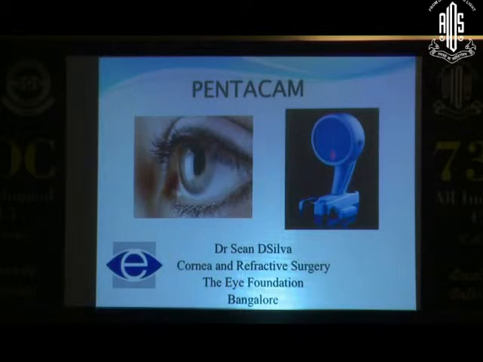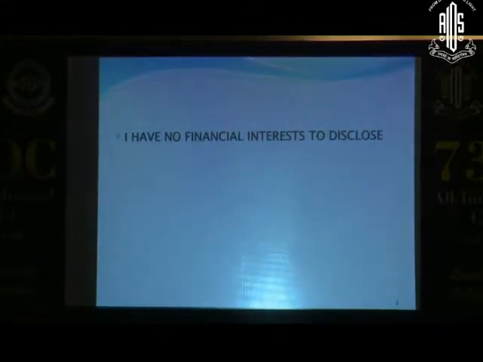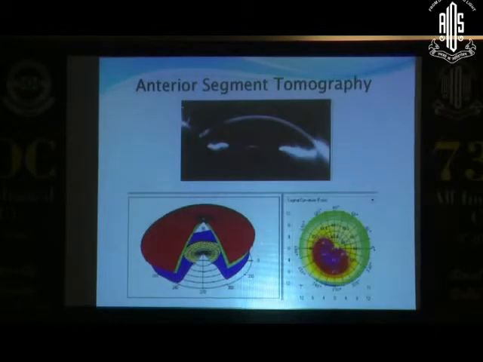So the Pentacam has indeed been one of the best slit scanning topographic devices, which has made a huge change in anterior segment evaluation. I have no financial interest to disclose. So unlike a topography machine, this is the first machine to describe anterior segment tomography, which is similar to the CT scan, where multiple slices of the cornea up to the anterior segment are taken. These slices are merged and a three-dimensional image is created.